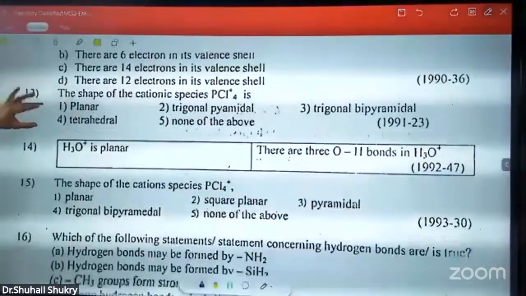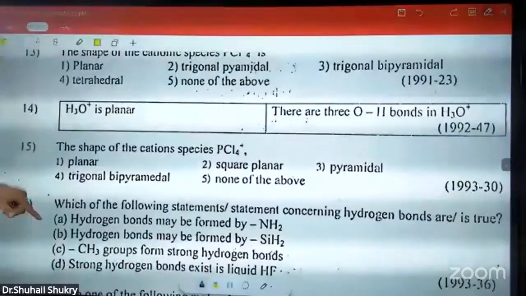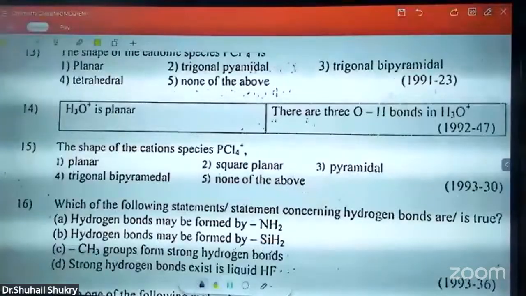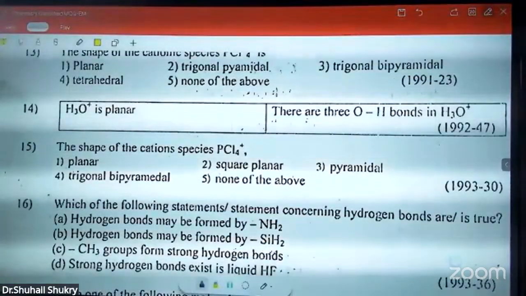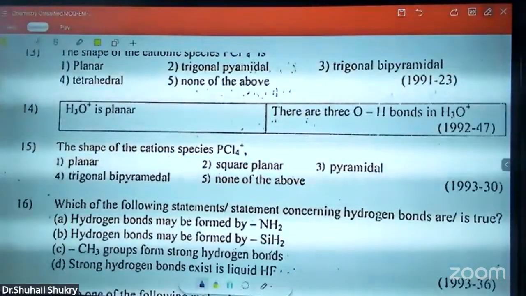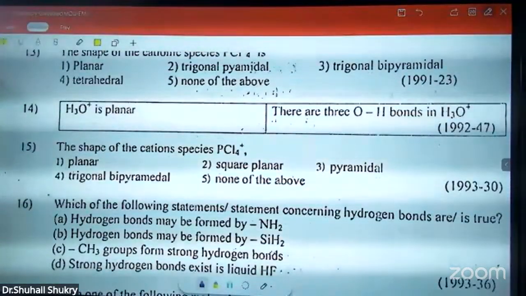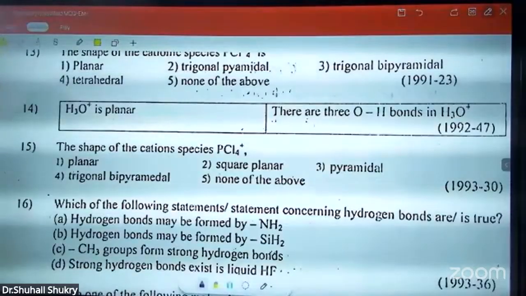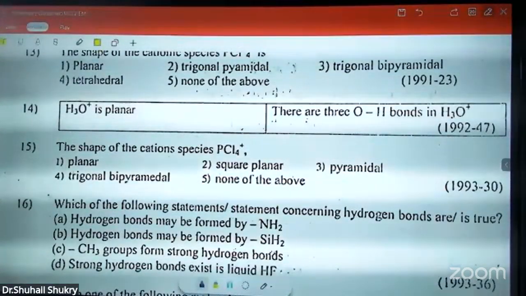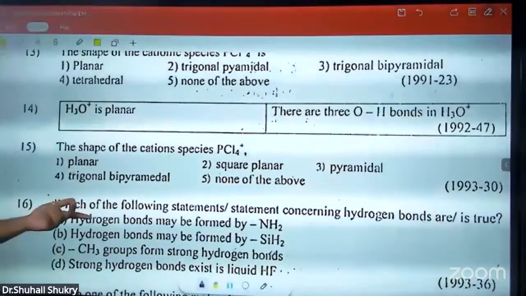Okay. H3O plus is planar. You know what planar is, right? Planar means they are in the same plane. Do you know how to draw H3O plus? How many hydrogens are there? 3 hydrogens, surrounded by whom? Oxygen. Don't get scared.